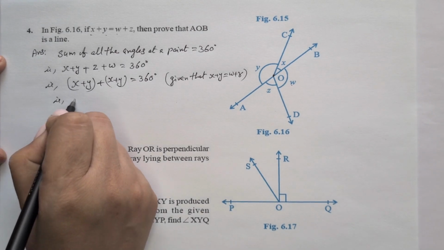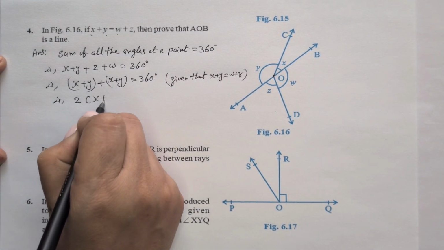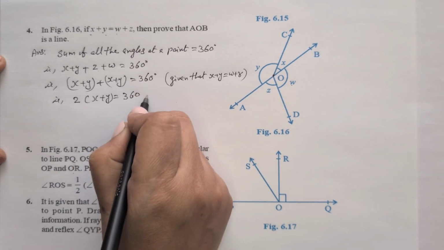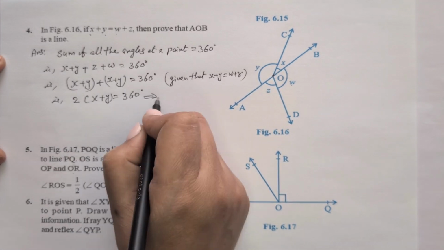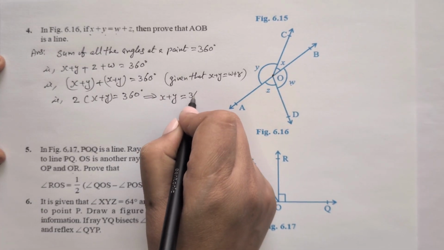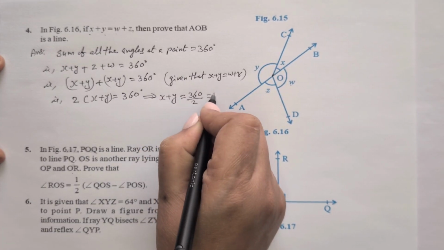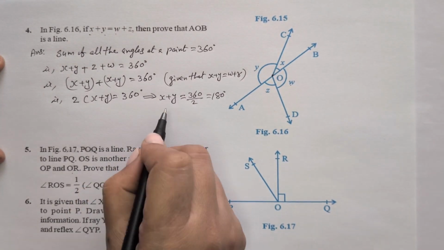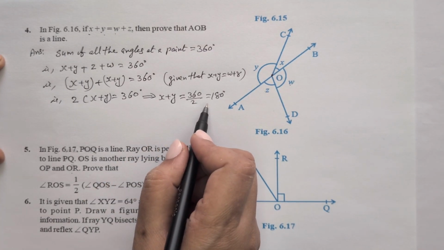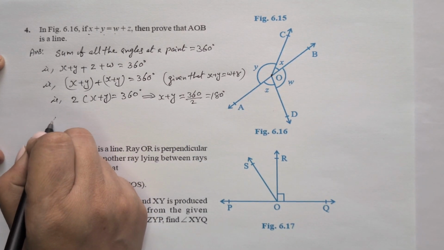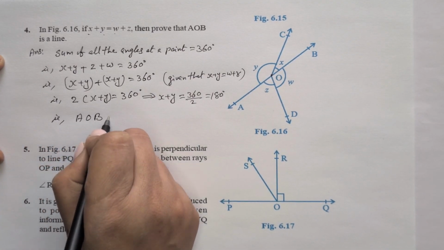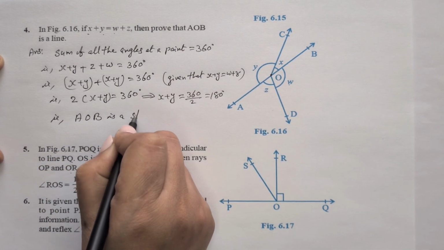That means here 2 times of x plus y is equal to 360, which implies 1 time x plus y, x plus y is equal to 360 by 2, that means 180 degrees. If x plus y is equal to 180 degrees, which means AOB is a straight line. That is, AOB is a straight line.